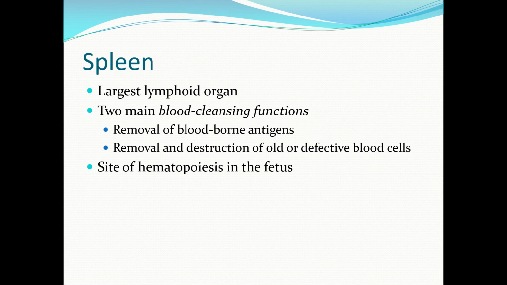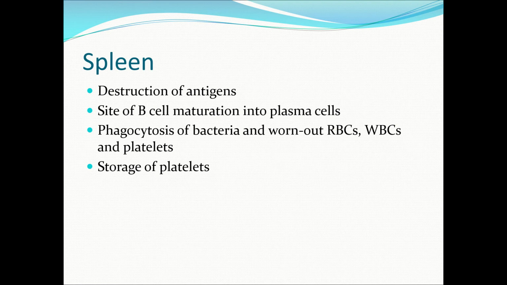The spleen is the largest lymphoid organ. It has two main blood cleansing functions: the removal of blood-borne antigens and also the removal and destruction of old or defective blood cells. It is also a site of hematopoiesis in the fetus. It is also the site for the destruction of antigens, as well as B cell maturation into plasma cells, the phagocytosis of bacteria and worn out RBCs, WBCs, and platelets, and also the storage of platelets.